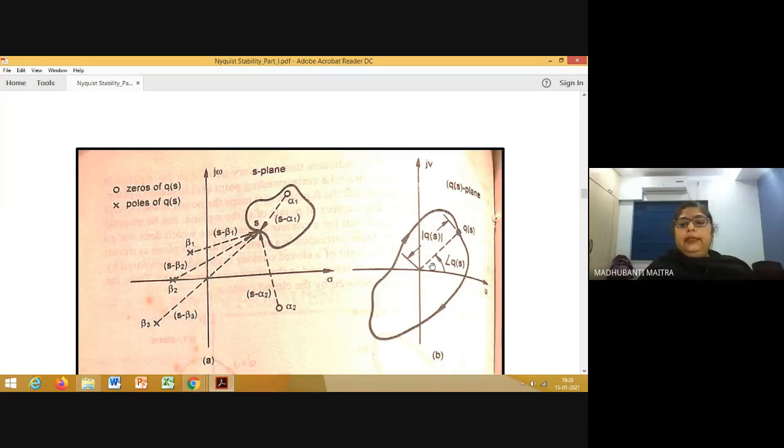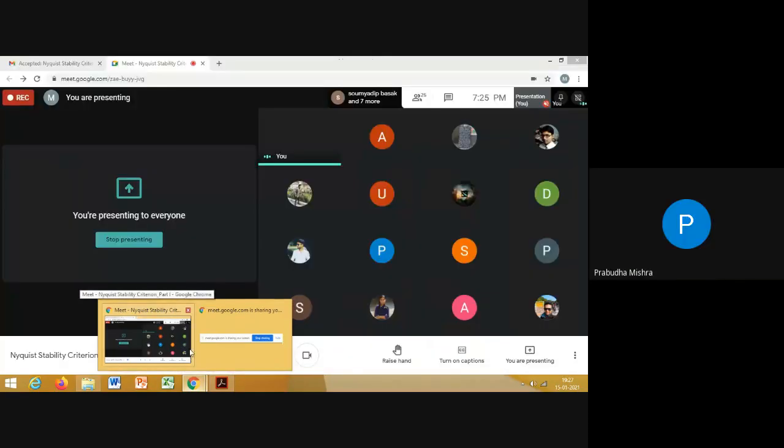So this is one QS phasor. I'm just joining any arbitrary point on the QS plane to the origin, so I'll get a QS phasor. Yes or no?